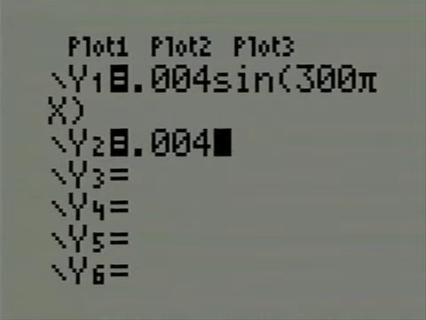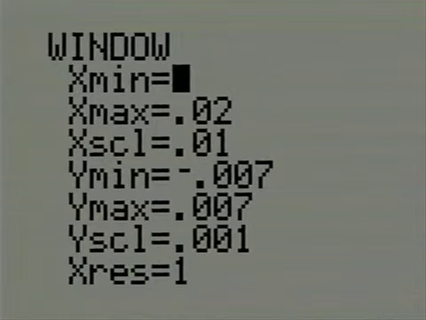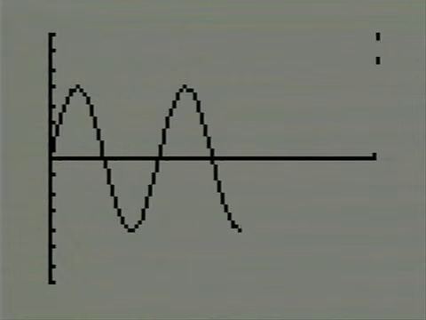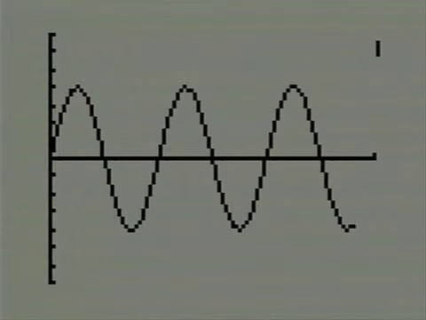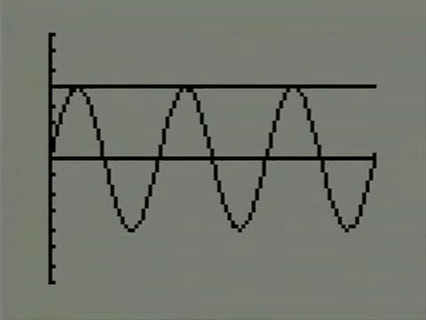Let's take a look at a window. I've set a window ahead of time. I've set my x min to 0 and my x max to 0.02 as directed. My x scale I set at 0.01. My y min I've set to negative 0.007 and my y max to 0.007 with the y scale at 0.001. And I'm going to take a look at that graph. Here's the graph of the sine function. A second graph should draw, and that's the graph of y equals 0.004, that horizontal line.